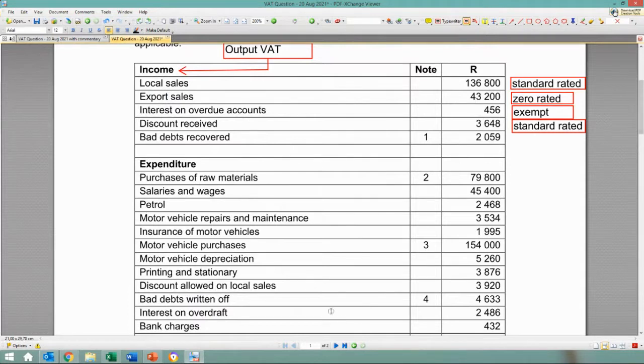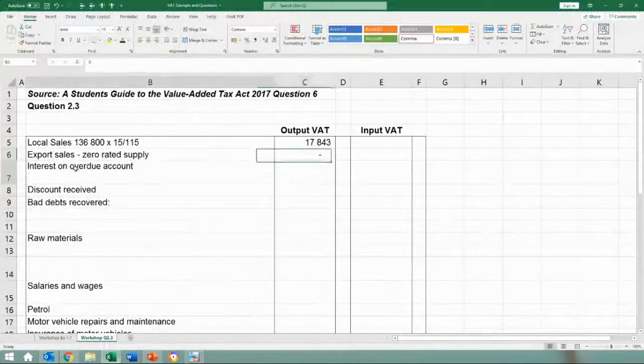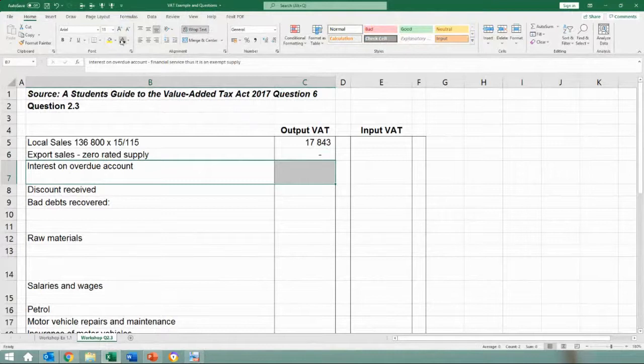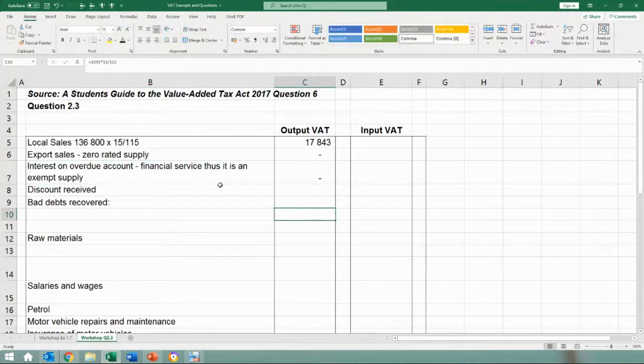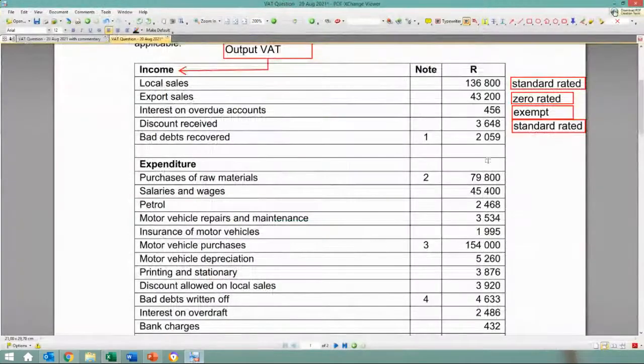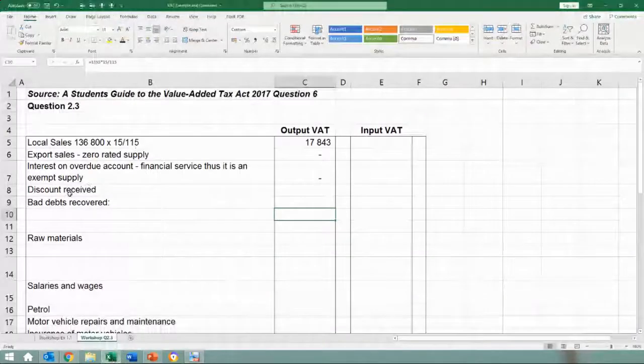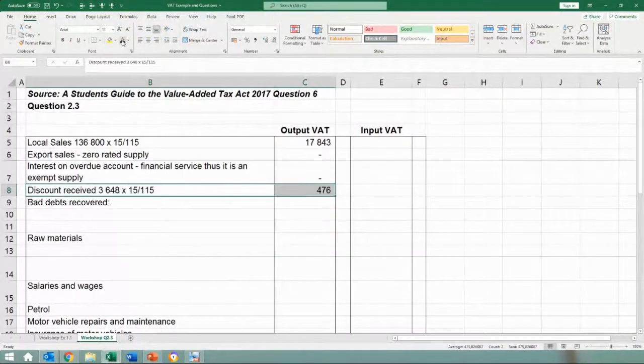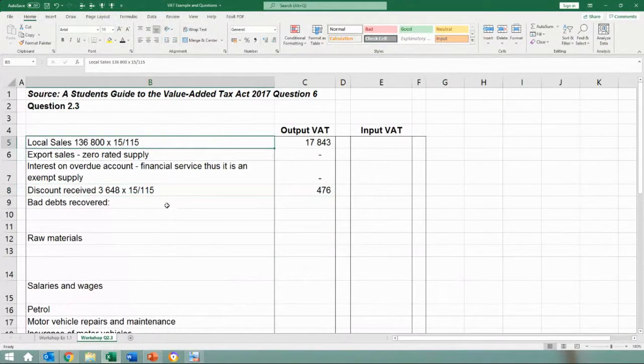Then interest on overdue accounts, we said, okay, that is an exempt supply. So that would also mean that this would be a zero because it's a financial service and an exempt supply. But if you just indicated it's an exempt supply, you would still get the mark for it. Then discount received, we said is standard rated. So we take the 3,648 Rand, we multiply it with 15 over 100, similar to what we've done with the local sales, to get to an amount of 476 Rand.